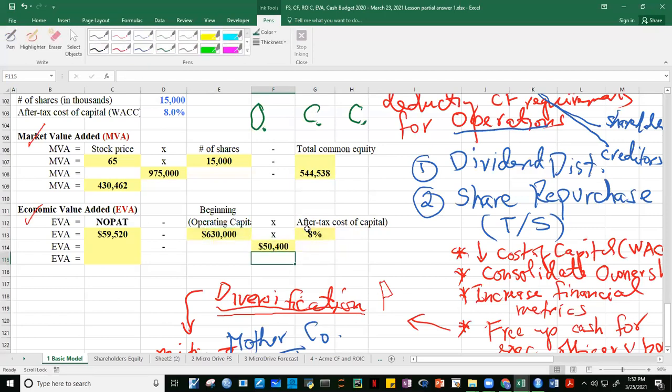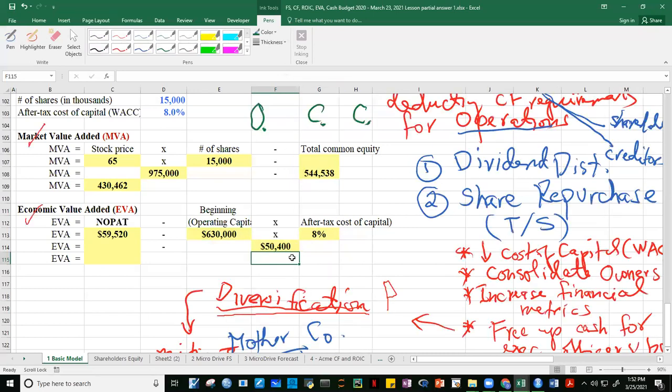Okay? Ito yung tinatawag nating cost of using the beginning capital. Okay.